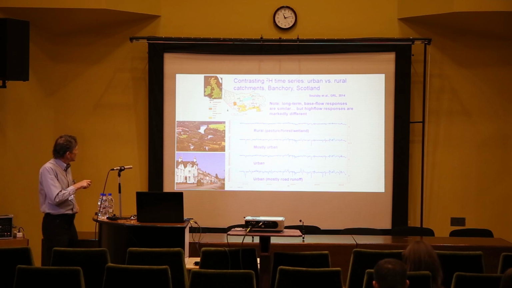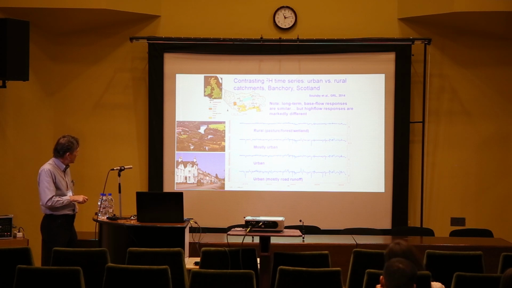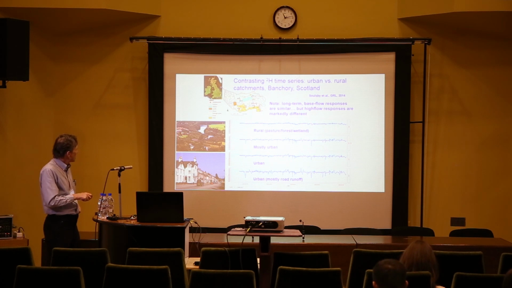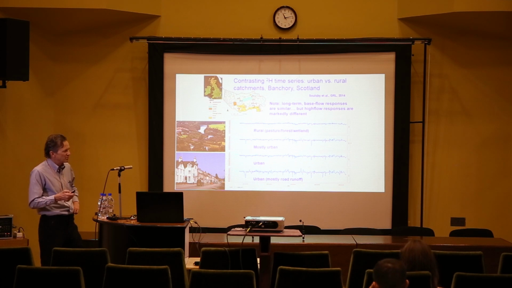Some of these catchments are mostly rural, they're mostly pasture or forest. And then we have some urban landscapes like this. And if you look at what the deuterium does in the stream, you will see that at base flow, these streams all do basically the same thing. But the difference is that at high flows, the more urban catchments have bigger variability.